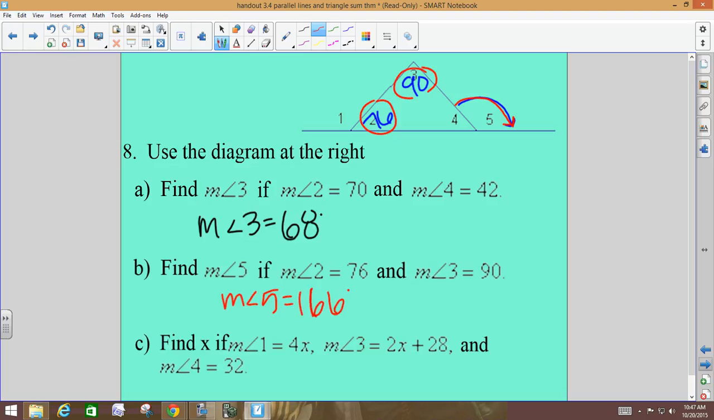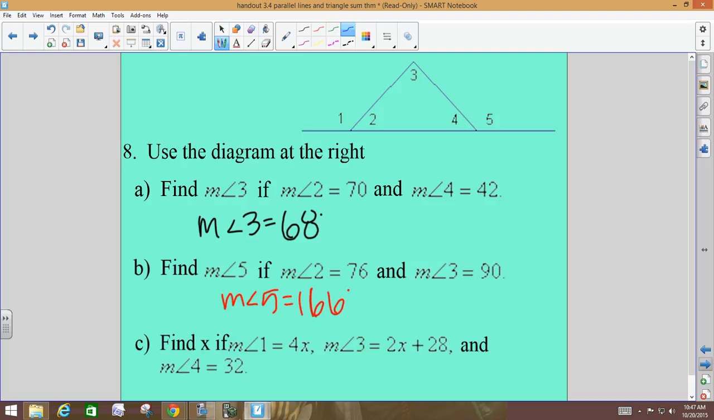Anyone want to do it differently? Anyone find angle 4 first, using the triangle angle sum theorem? You did. You got 4 to be 14. Okay, that's another way you can do that, you guys. If you find angle 4 first, what do you know about angle 4 and angle 5? They have to add up to 180 because they form a line. So there's another way you can do that. All right.